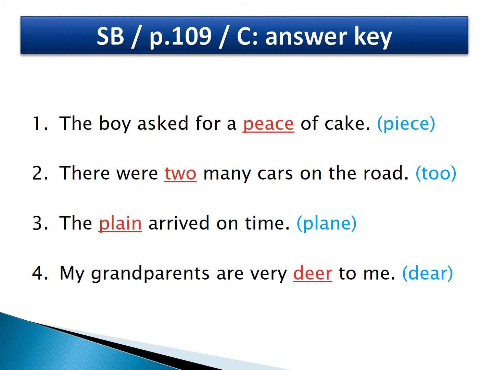Okay, so the first one. The boy asked for a piece of cake. Of course, not peace, when you are in peace and everything is fine and good. No, the piece, that is the part, which is spelled P-I-E-C-E. 2. There were too many cars on the road. Of course not two, number 2, but too, T-O-O, meaning a lot.